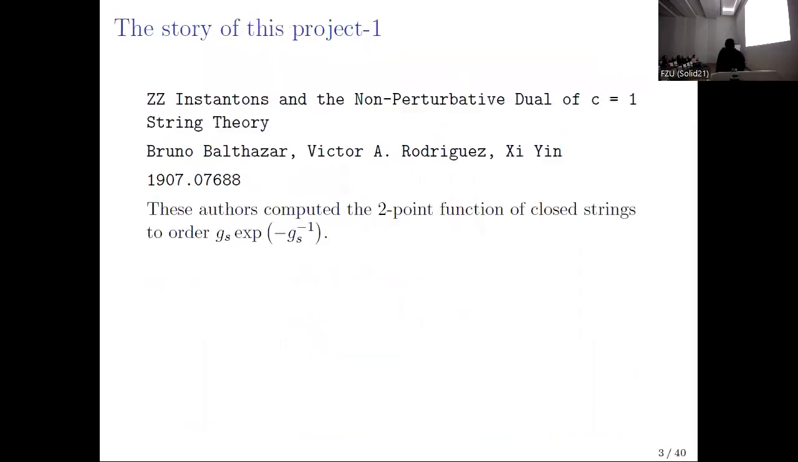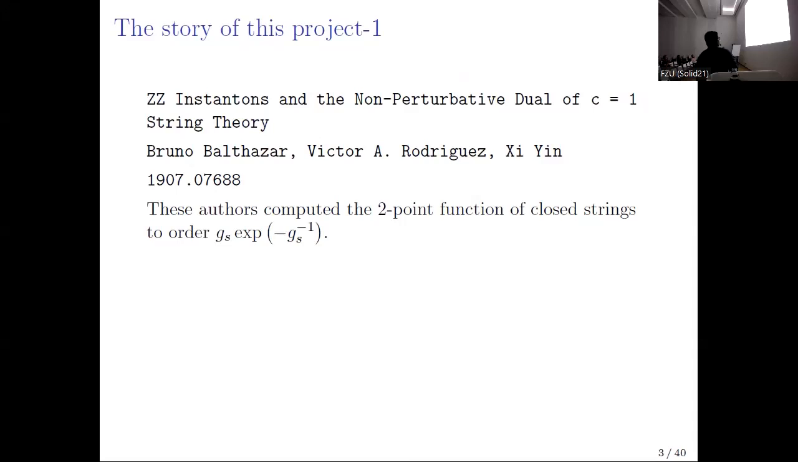Okay, so I want to first tell you some story behind how I got working on this project and a little bit of the backstory. In this paper from July 2019, Shi Yin and two of his students, Bruno Balthazar and Victor Rodriguez, wrote this nice paper in which they computed ZZ instanton effects in the c equals 1 string theory. That's a non-critical string with just one boson and the Liouville field.